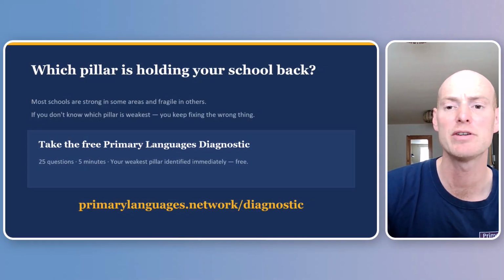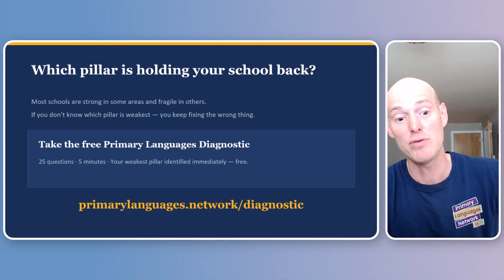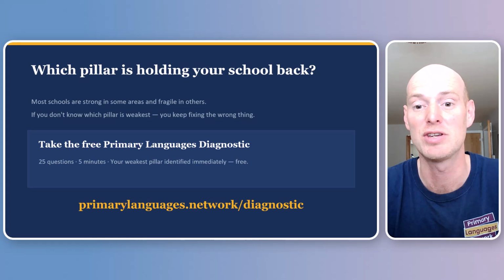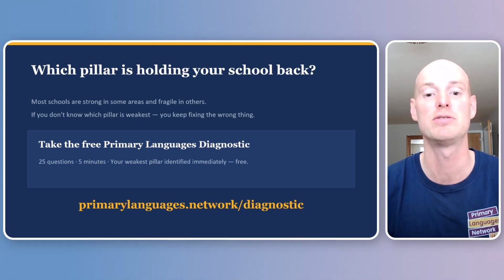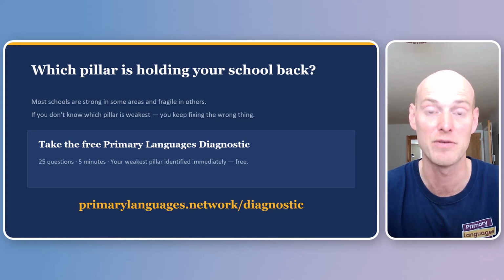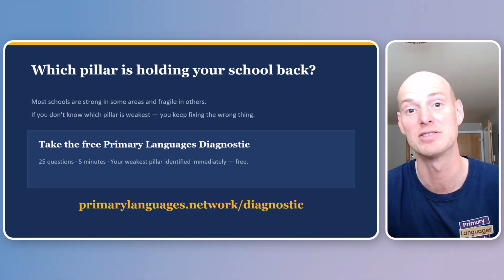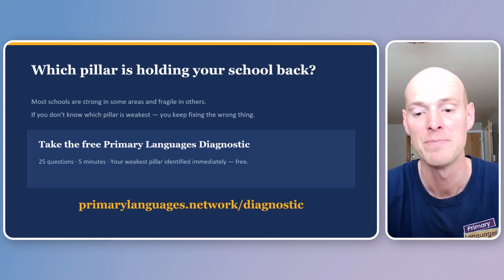So which pillar is holding you back? Most schools are strong in some areas and fragile in others. If you don't know which pillar is weakest, you keep fixing the wrong thing. So it's really important that we've got 3 primary languages diagnostic tools, so you can get a lovely breakdown, a PDF of your primary languages provision, and it'll show you where your weak pillars are, those 5 pillars I've shown before.